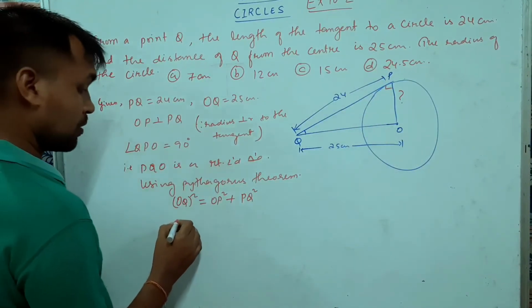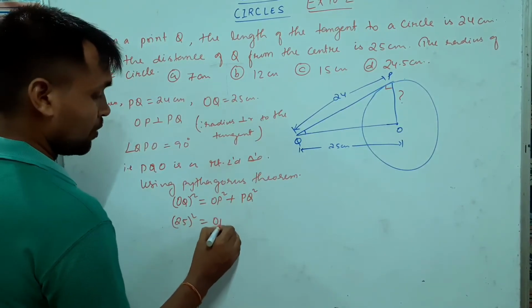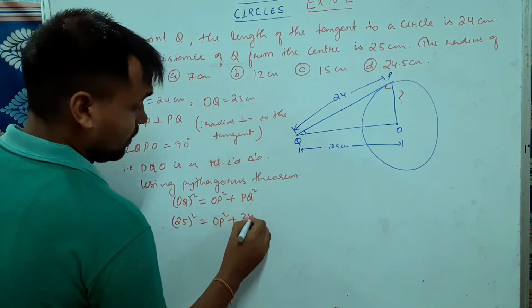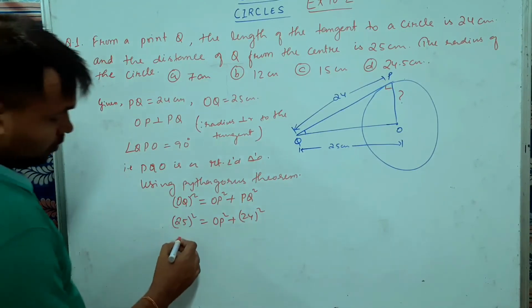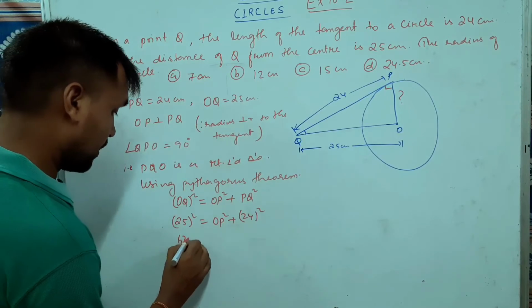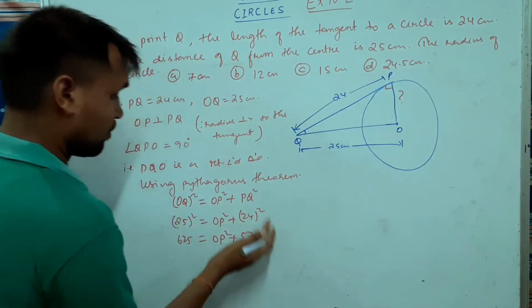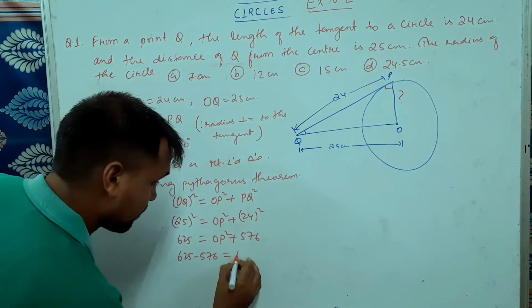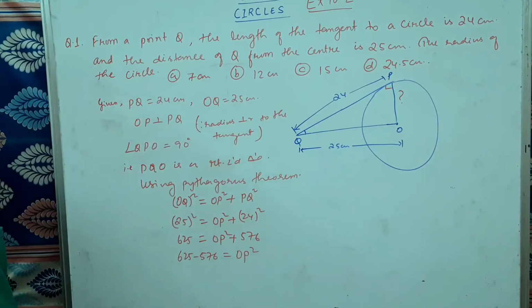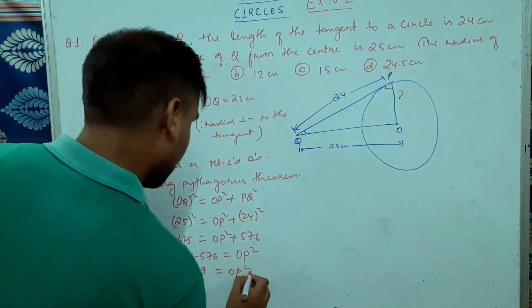So OQ is equal to how much? OQ equals 25, so 25 square. OP we don't know, and this is 24 whole square, right? After that, what will you do? 25 square is 625, and OP we don't know. 24 square is 576. Now we bring it to this side, so it will be 625 minus 576 equals OP square. If you subtract it, you will get 49. So OP square equals 49.